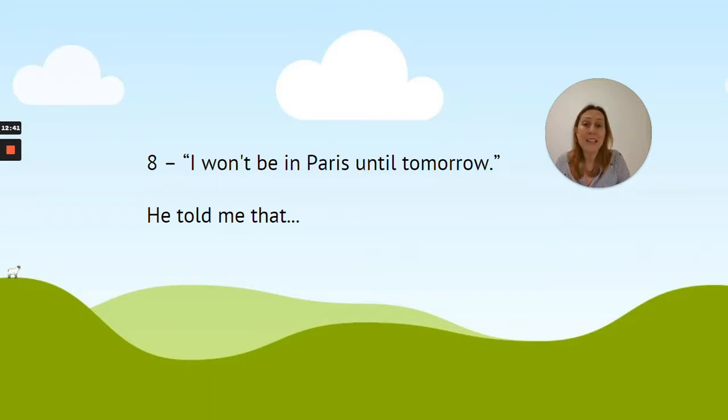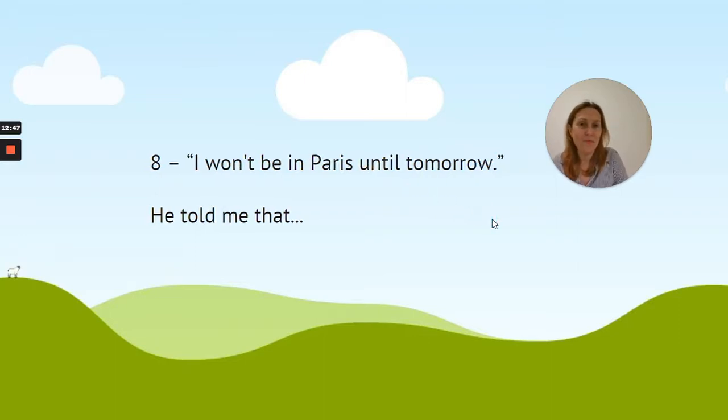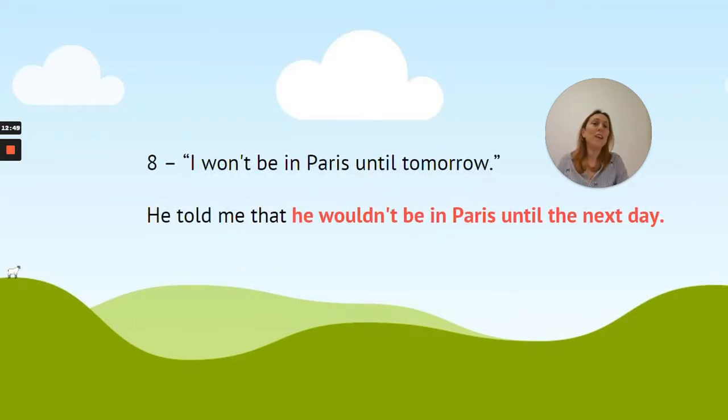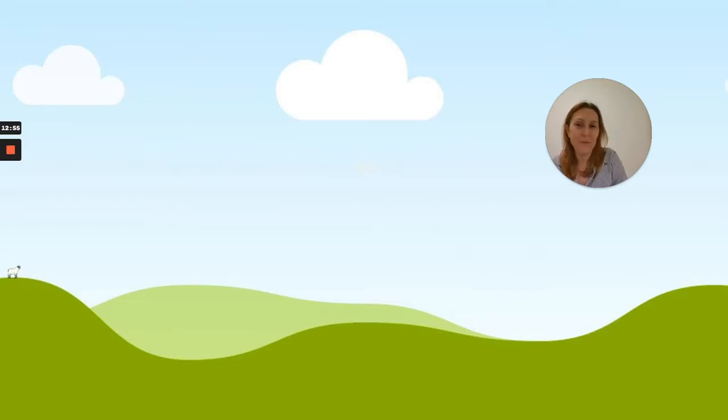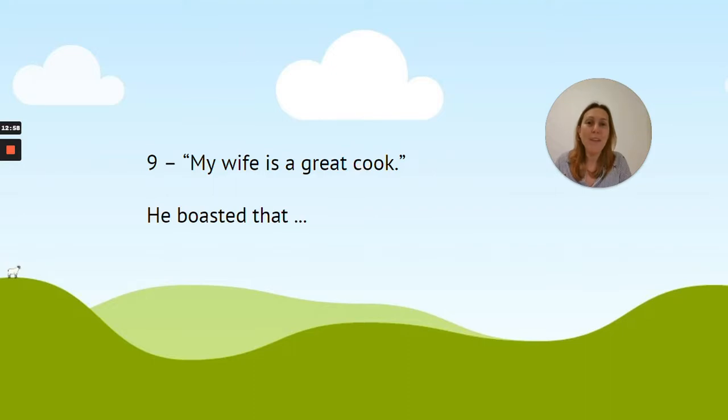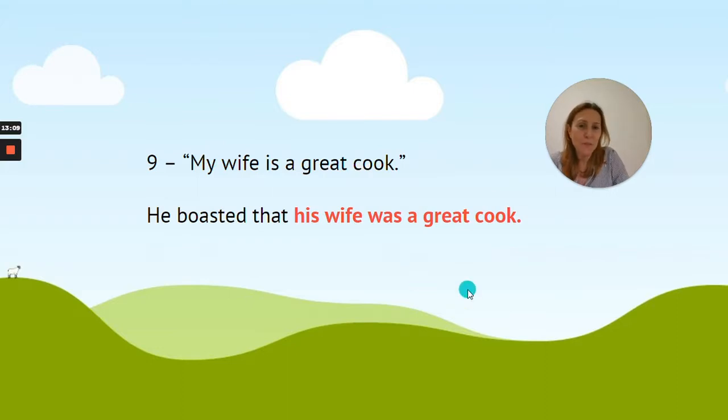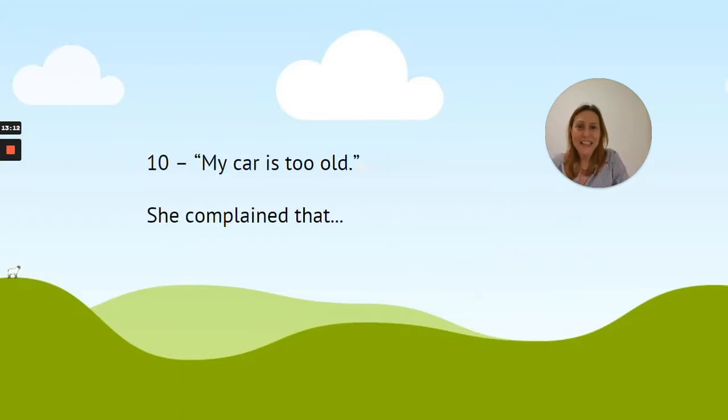I won't be in Paris until tomorrow. He told me that he wouldn't be in Paris until the next day. Number 9. My wife is a great cook. He boasted, or he said, that his wife was a great cook. And last but not least, my car is too old. She complained that her car was too old.